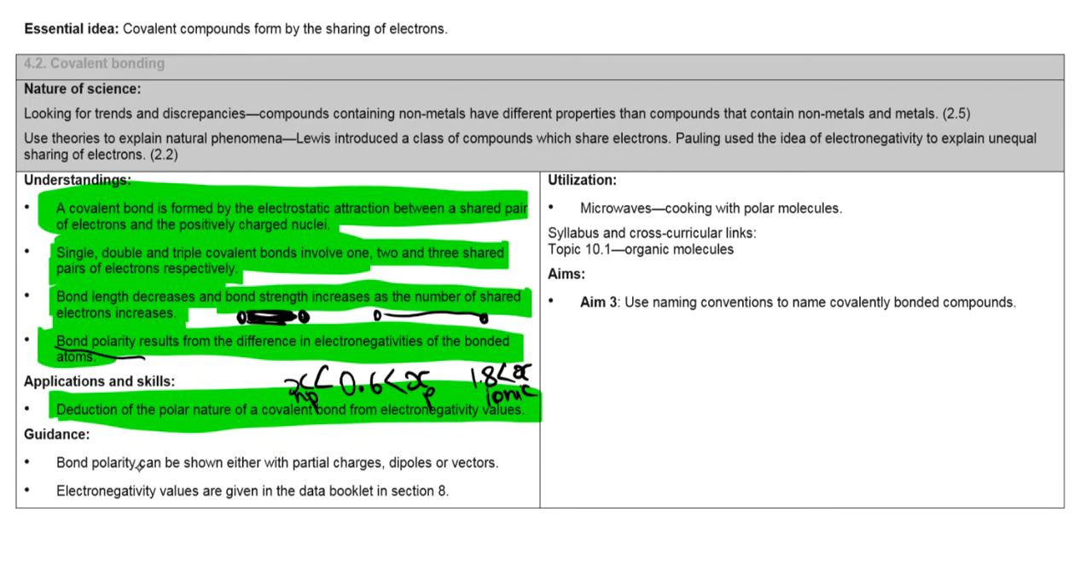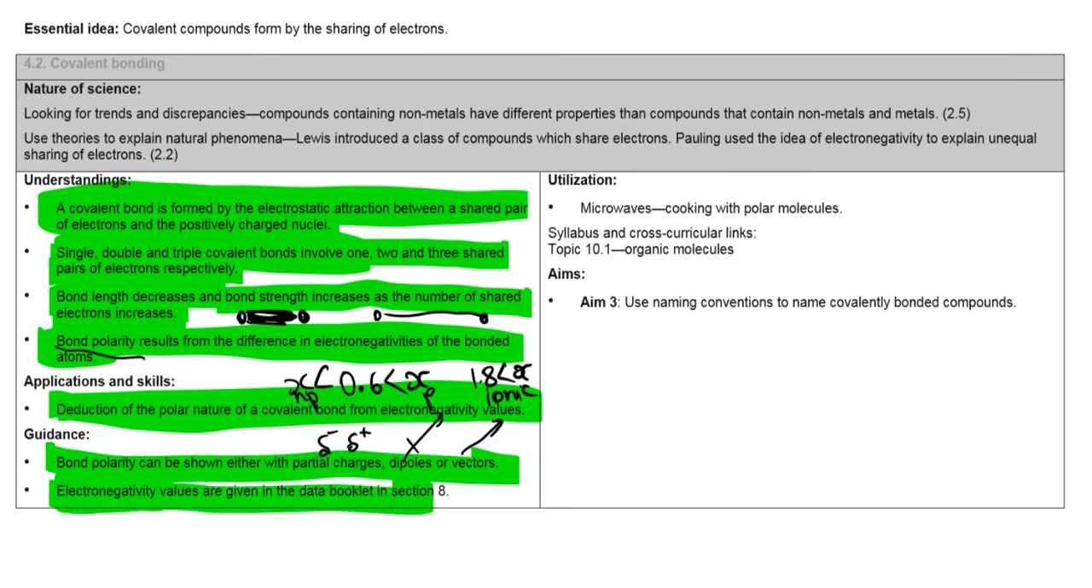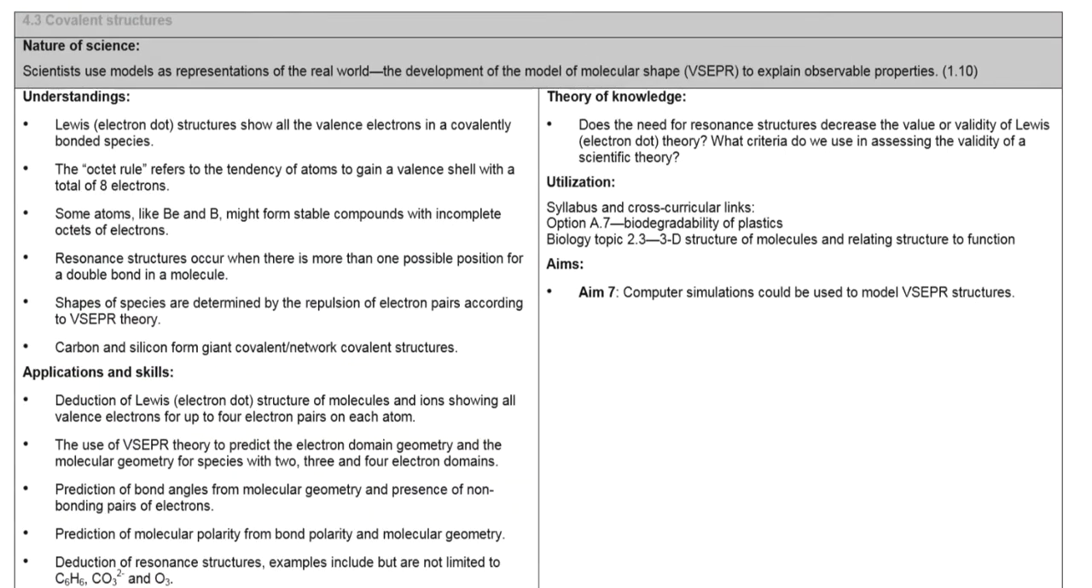Bond polarity can be shown with partial charges, dipoles, or vectors. So partial charges are when you use this symbol, partial positive, partial negative. Dipoles are like this, positive, negative, and vectors are, you just show arrows, a direction of charge. And in the data booklet, which you can use in paper 2s, you can use section 8 to deduce the electronegativity values.